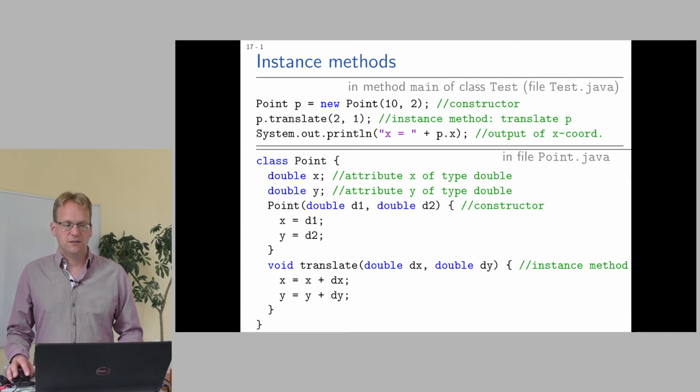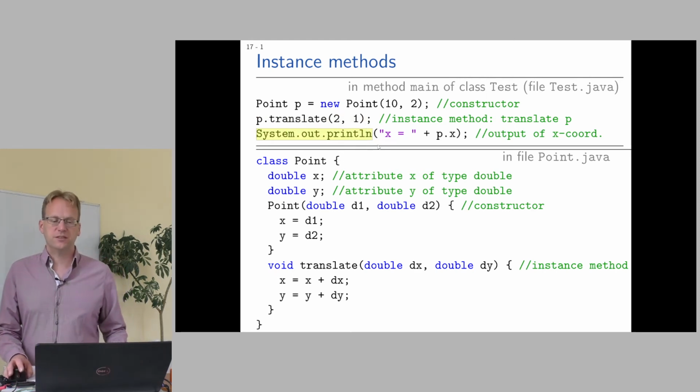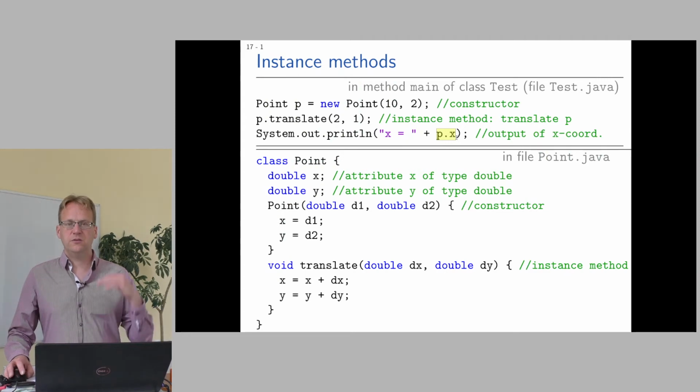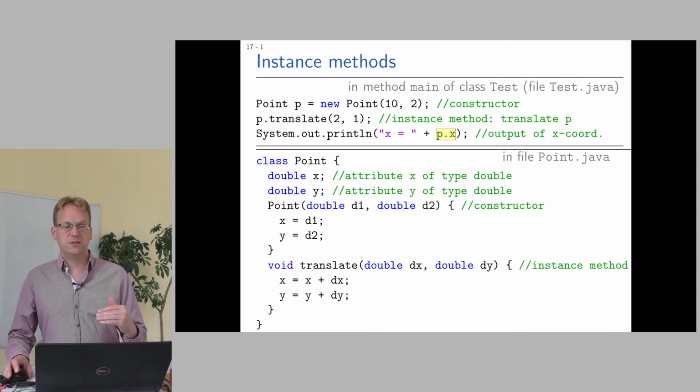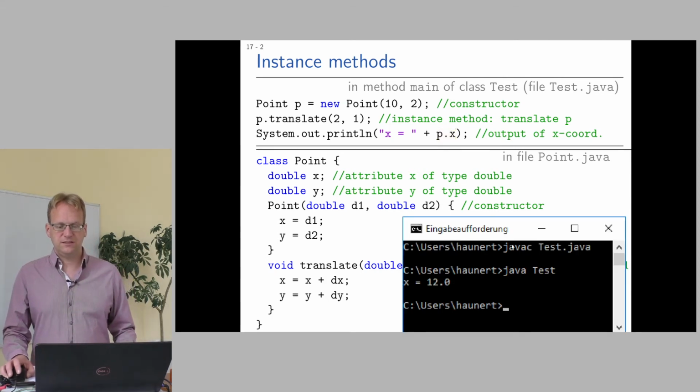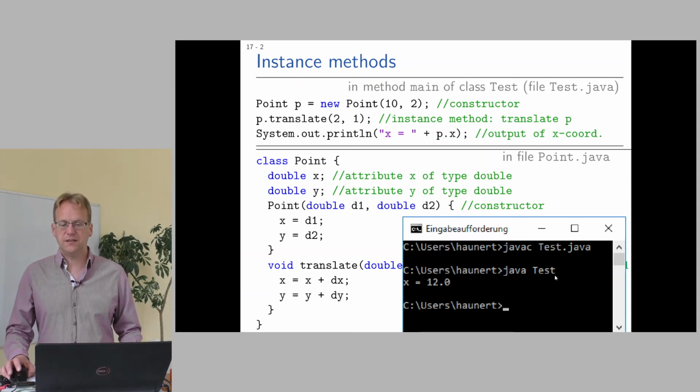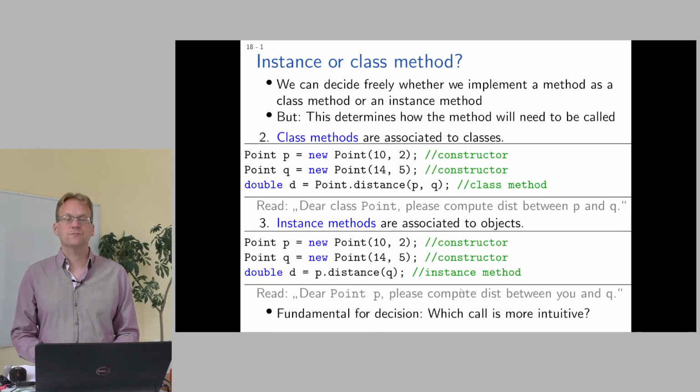So now if I print, for example, the x-coordinate of point P to the console, what I get is not 10 anymore, but 12, because it has translated P by 2 units in x direction. And that's what we see here. I'm compiling the program, I'm running the program with java Test, and I'm getting this output, x is equal 12.0. Nice. That way I can translate points. Okay, so much about instance methods.